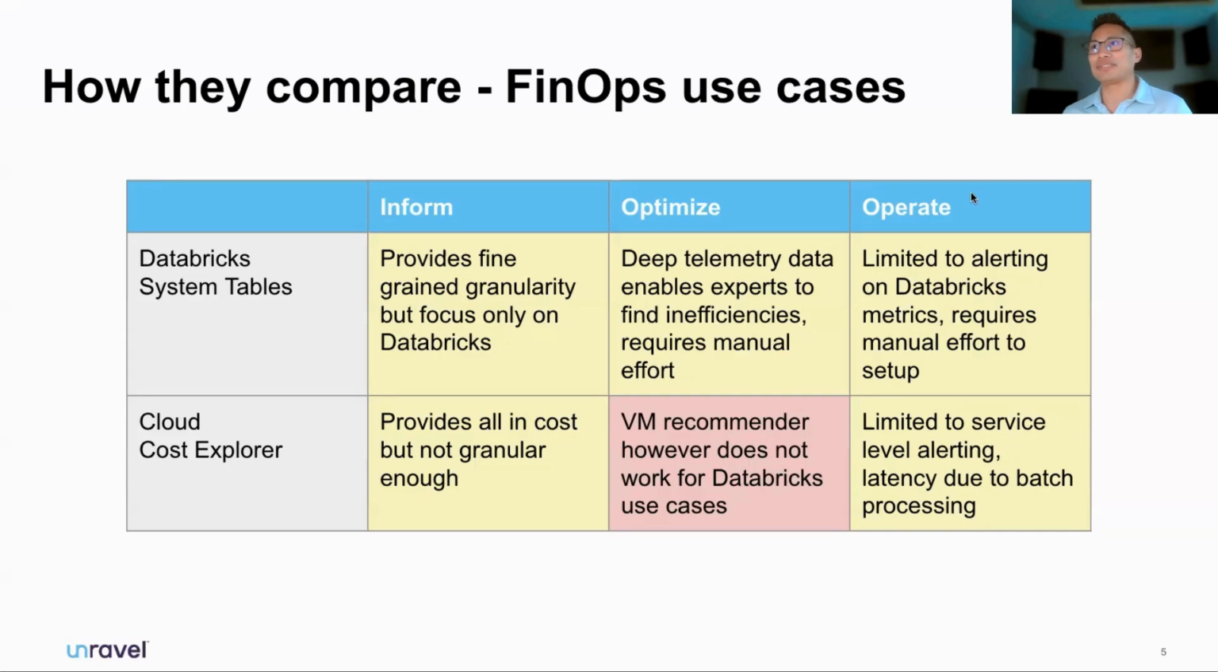Last but not least, operate/govern. Databricks system tables, again, does have some great alerting capabilities, but it does require manual effort to set up. And it's really limited to what Databricks sees. So if we wanted to set up alerts on spend from an all-in cost perspective, you can't get that from Databricks itself, system tables that is. And Cloud Cost Explorer, again, you could also do the same thing, set up alerts, but it's going to be scoped at the service level, and you're going to have that latency due to the batch processing that's happening in the background. So it's not very helpful in real-time use cases.